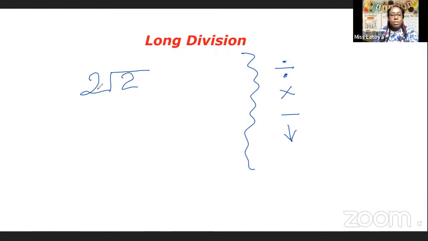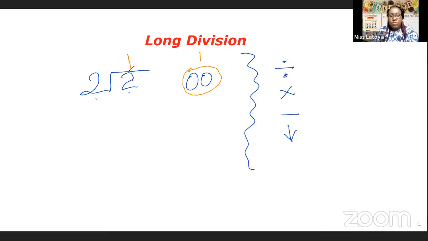Now let's try it. 2 into 2. How many times could 2 go into 2? This question is asking me how many groups of 2 I can get from 2. So if I have 2, how many groups of 2s can I get from 2? 1. Are we seeing that? I can get 1 group of 2 from this. 2 can go into 2 1 time.